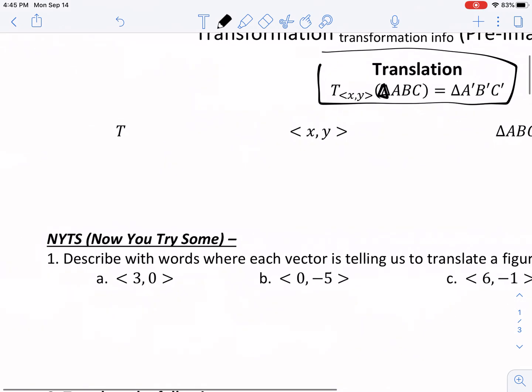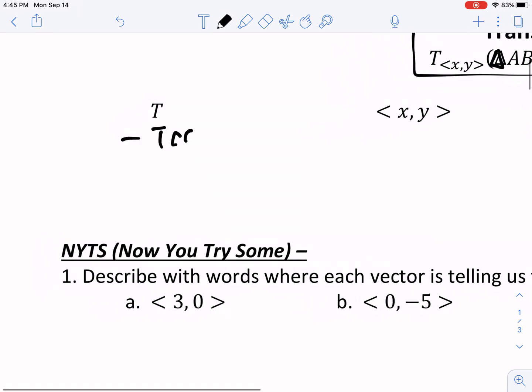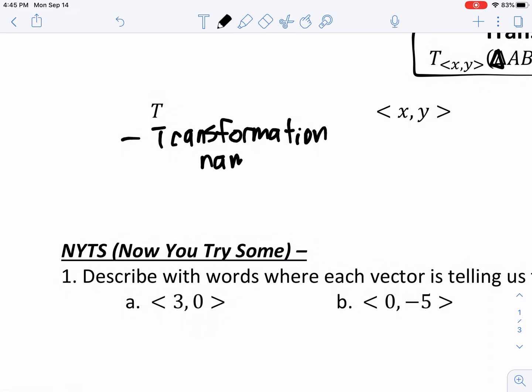Well, T, similar to when we were talking about the reflections, is the transformation name. And it stands for translation. And remember, when we're talking about a translation, we're talking about being able to slide an object or an image, okay? So we're moving the object. We're not reflecting it. We're not rotating it. We're just sliding it, okay?